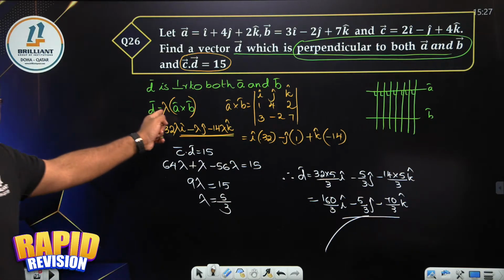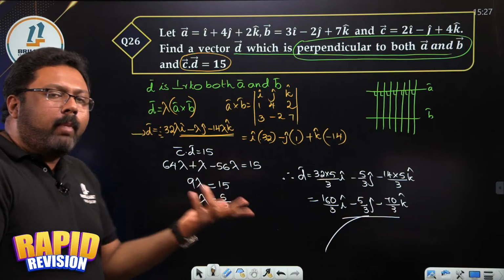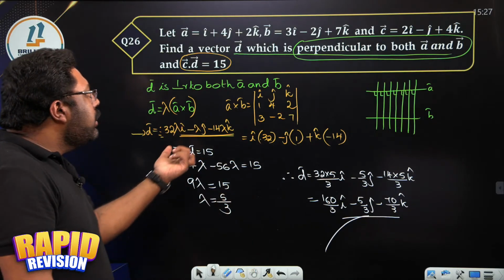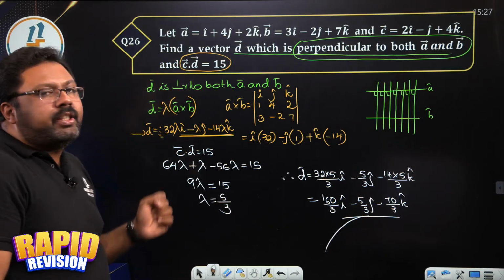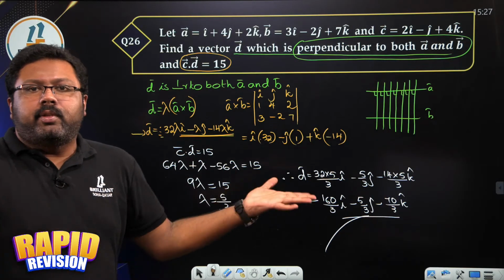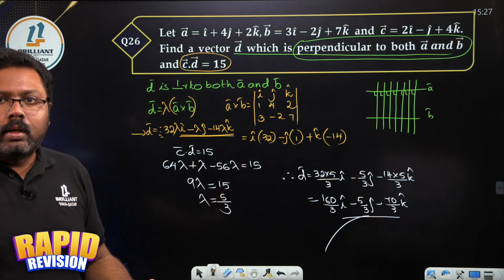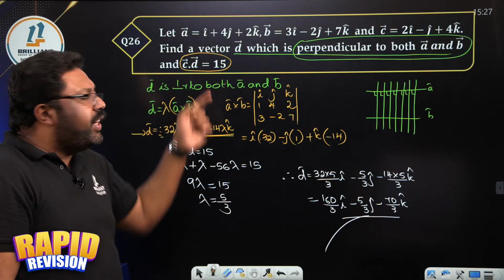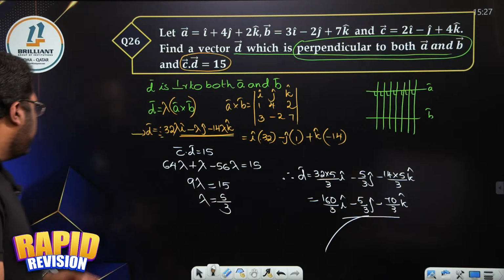Remember why I took lambda? Because normally lambda is 1, but we have a second condition about the vector D. So I cannot assume that lambda is 1 and go. So I had to find that lambda for which C dot D is 15. Okay?